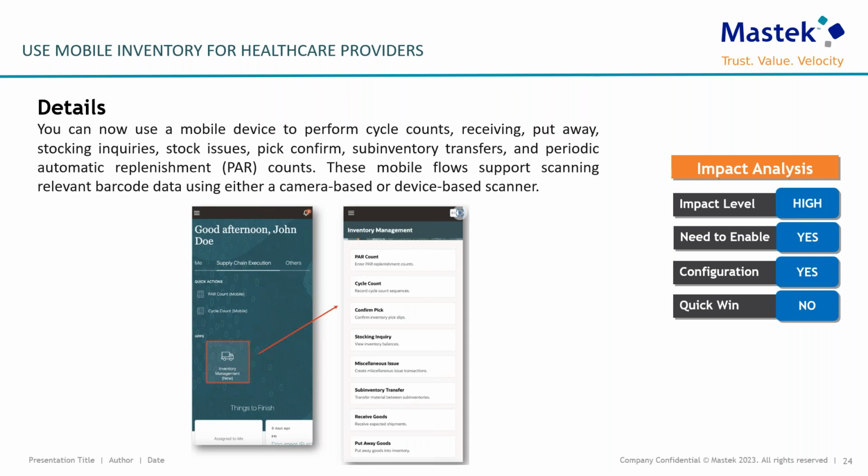Now we can scan relevant barcode data using either a camera or device-based scanner. To access the new mobile flows, click on the inventory management menu entry under the supply chain execution navigation group, as we can see in the screenshot. For example, clicking on the PAR count mobile quick action will take you directly to the PAR count mobile page. It creates a high impact, and we need to enable this and we need some sort of configuration to use this application in mobile. So it will not be a quick win for us.